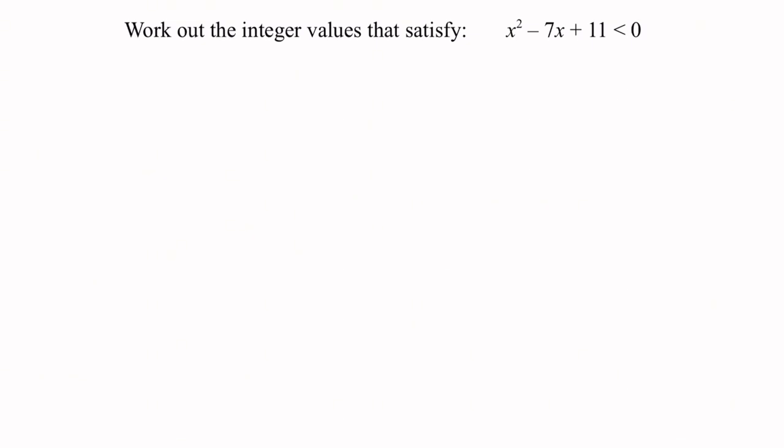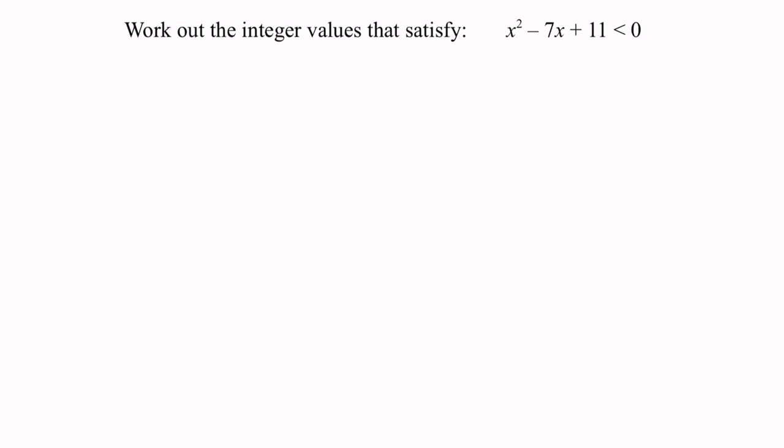Work out the integer values that satisfy x squared minus 7x plus 11 is less than 0. So an integer value is a whole number. So it's not a decimal, not a fraction. Whole numbers like 1, 2, 3, 4, 5, 17, 21, 105, like that.